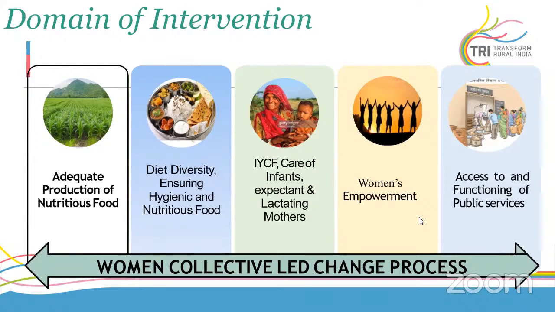We identified vulnerable families and linked most of the families with the horticulture department for seeds and all, and also the entire methodology of how to grow community kitchen garden, and also at the individual level. Then the second is diet diversity.